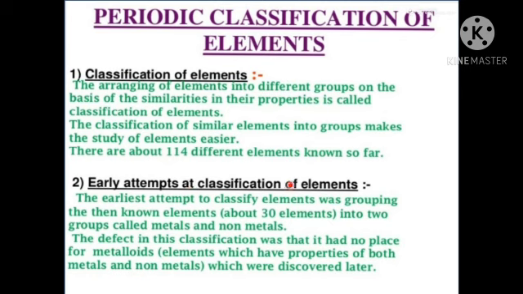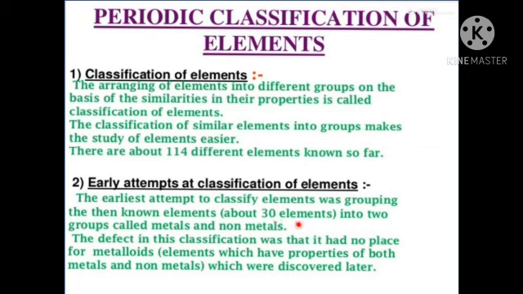Early attempts at classification of elements. We are not the first ones who are classifying the elements. These kinds of attempts had already been taken by some renowned scientists. So we will discuss that. The earliest attempt to classify elements was grouping the then known elements, about 30 elements. Right now there are more than 118 elements, but at that time there were about 30.